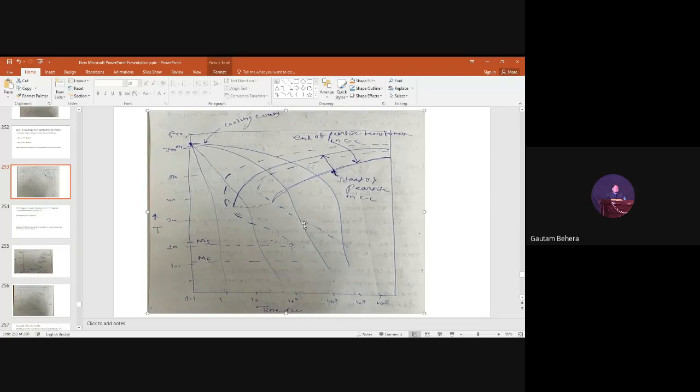So can you people tell me why this is happening? The name is saying CCT. Can you tell me why we are not drawing the CCT curve below the nose of the C curve? But in the TTT diagram we are showing below the nose of the C curve also.